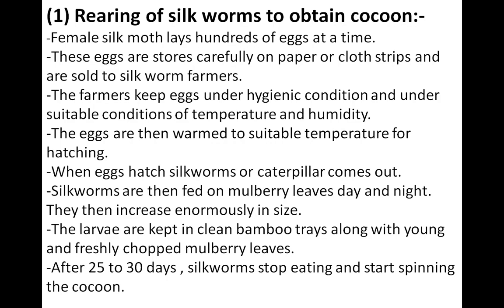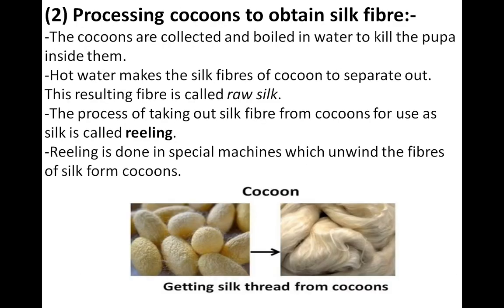See that silkworms, how they are feeding on mulberry leaves, and after 30 days they start spinning around themselves, and that spinning is known as the cocoon. Okay, and the next point is processing cocoons to obtain silk fiber. Now we are on the last stage for obtaining silk fiber.